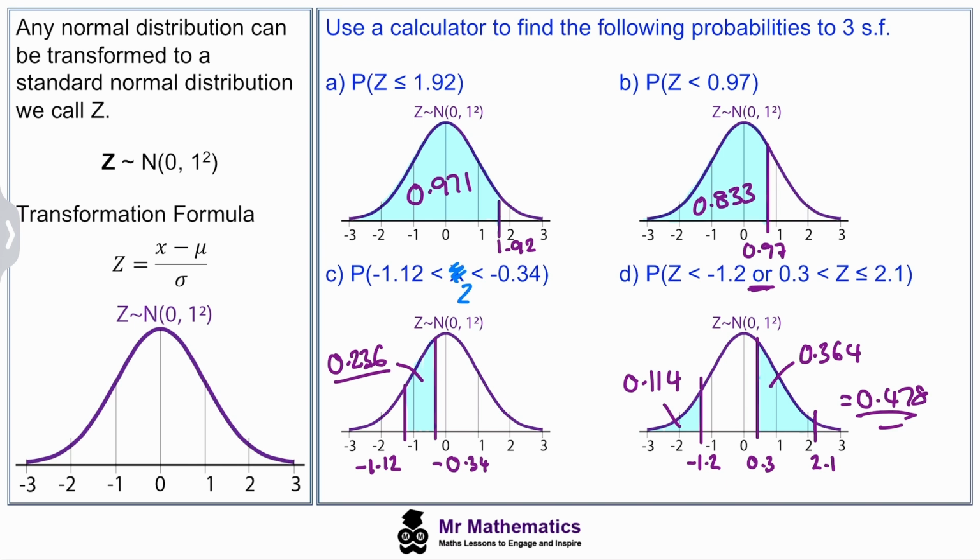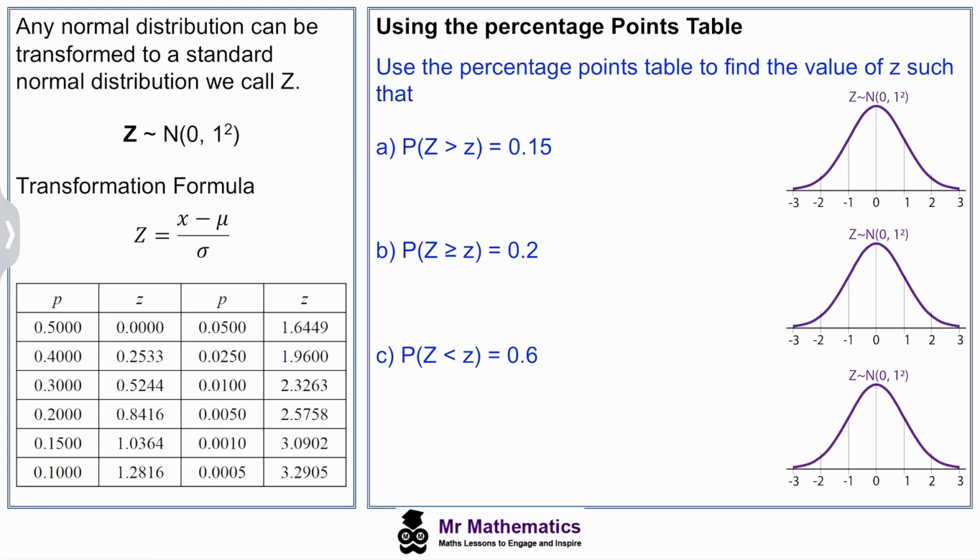So now we're going to look at how to use a table with a standard normal distribution. So one of the benefits of a standard normal distribution is that we can use this percentage points table to quickly find a z value from a fixed probability. So in part A, we're told that the probability of our random variable z being greater than the observed value little z is 0.15, and we're trying to find this observed value. So if we shade this on our diagram, what we want is an area of 0.15. And because it is greater than z, this will be to the right of the average.